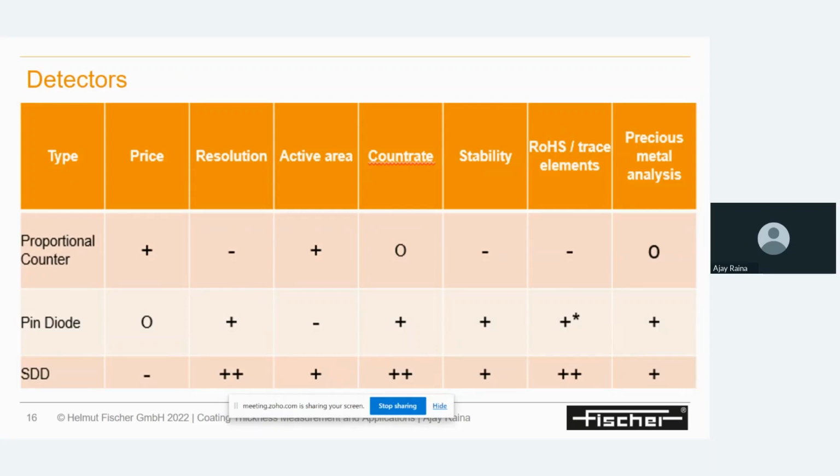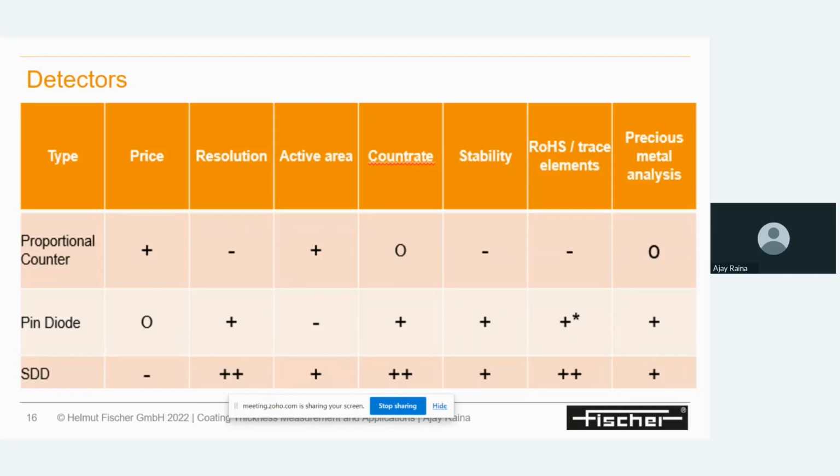Coming to the active area, the proportional counter has a big active area. So in case you have thick samples or samples with large areas, we can recommend a proportional counter instrument. Silicon PIN does not have that big an area, but the SDD will have two options. We can give you 20 or 50 square millimeter active area size. So for active areas, the proportional counter and SDD are the best options.